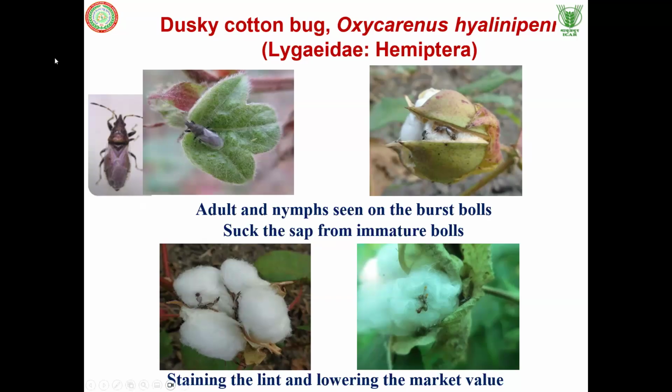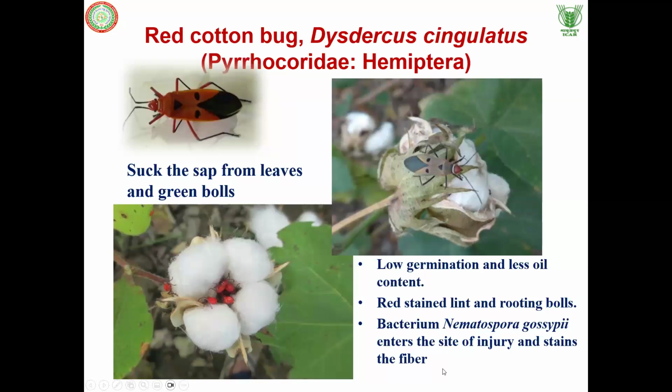What these bugs do is, after the opening of the boll, they inject their stylets directly into the developing seeds, and from there they suck the sap. That leads to staining of the lint and a lowering of the marketing value. Not only the dusky cotton bug, even the red cotton bug attacks in a similar fashion, and it also sucks the sap from the leaves, green bolls and the lint of the seed.